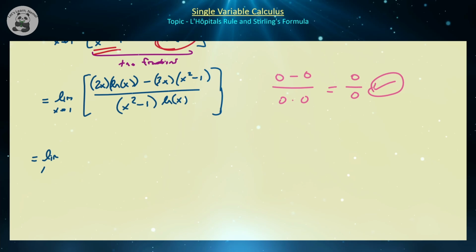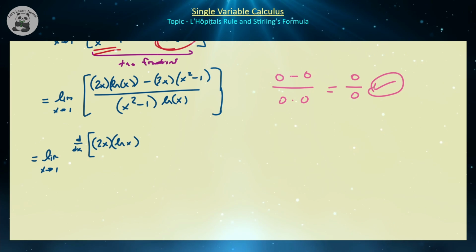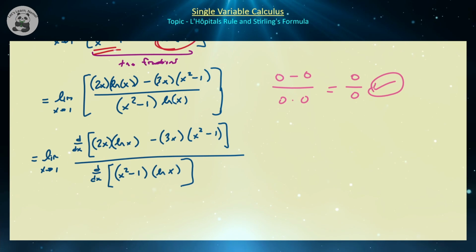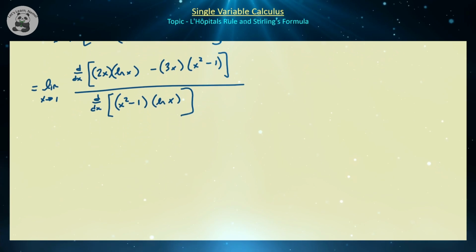So we're going to do the limit as x approaches 1 of the derivative of the top. So we're going to do 2x natural log of x. So that's going to be a product rule. And then we're going to have minus 3x. Let's do a product rule for this as well. You could expand that, but I'm just going to product rule that. And you could also expand this, but you'll still have a product rule in some sense to deal with. So let's just do the derivative of x squared minus 1 and the natural log of x. Right? So 2 product rules, not too bad.